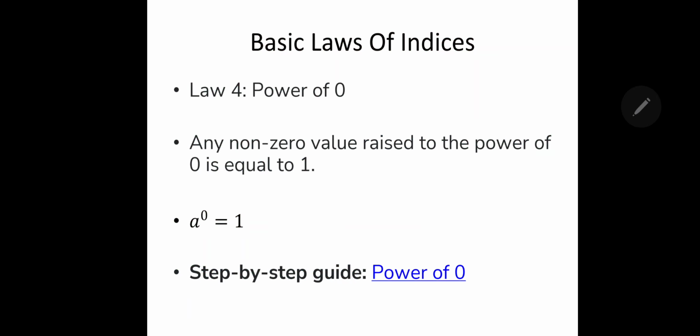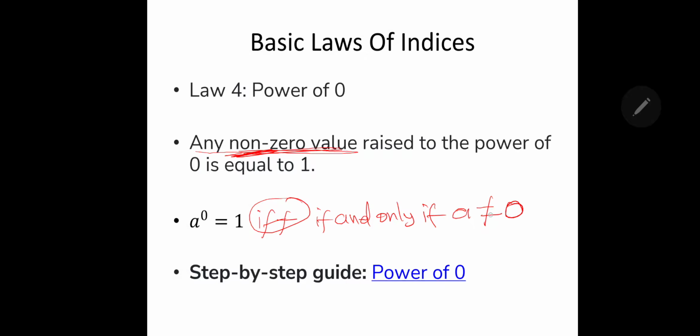Okay, so the next law is the law which has the power of 0. Listen to the law. Any non-zero value, I repeat, non-zero, to the power of 0 is equal to 1. So a to the power 0 is equal to 1, and this is true if and only if a is not equal to 0.